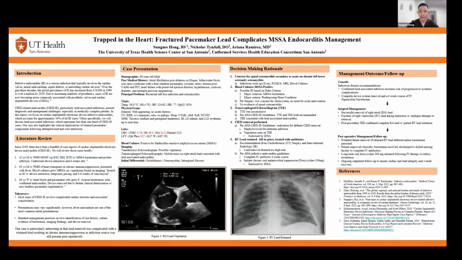So going to our case presentation, this is a 60-year-old male with a past medical history of atrial fibrillation on Eliquis, bifascicular block, sick sinus syndrome, coronary artery disease, status post-CABG and percutaneous coronary intervention, and preserved ejection fraction heart failure. The principal problem upon admission was a recurrent left foot infection and osteomyelitis. This patient, interestingly, wasn't feverish on presentation, so this goes to show the wide presentation that's possible for infective endocarditis.